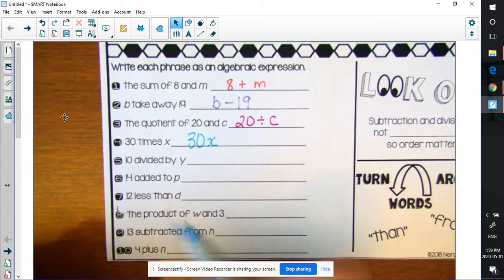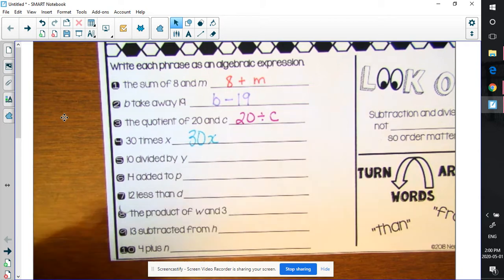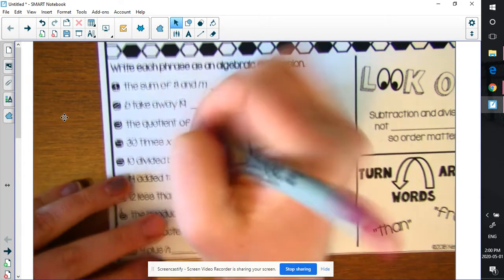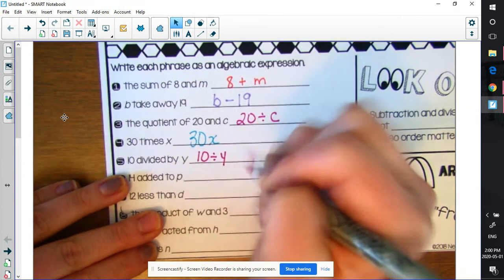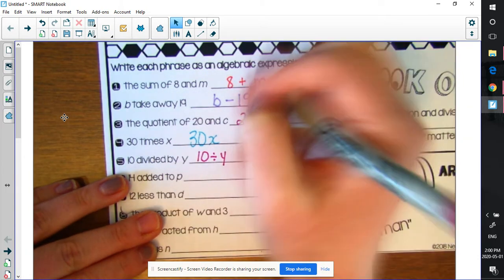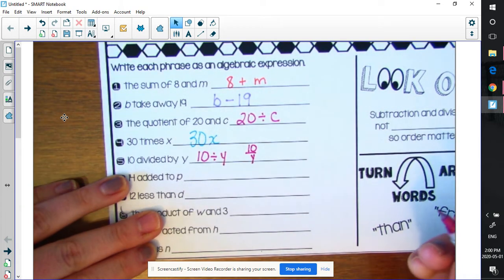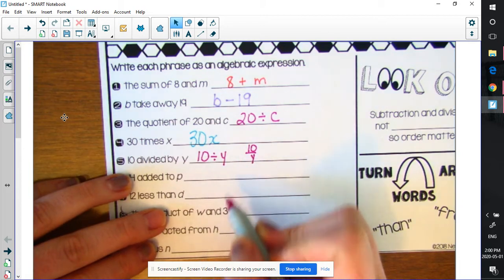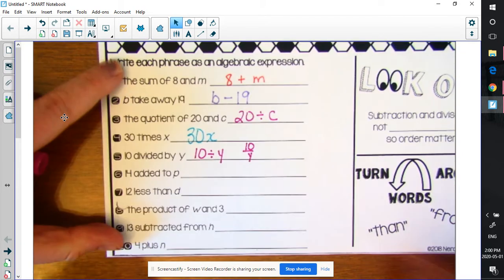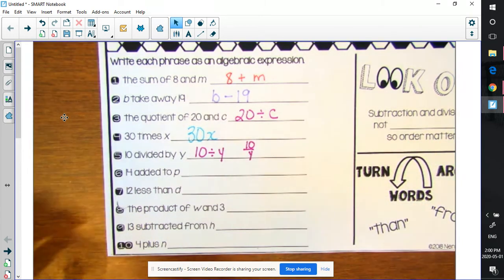Let's do another example. 10 divided by y. So my algebraic expression would be 10 divide y. Now another way that you could write this is 10 over y. Okay, these mean the same thing. Both of these would be right. Now go to the Google document and you're going to complete these next 5 problems.